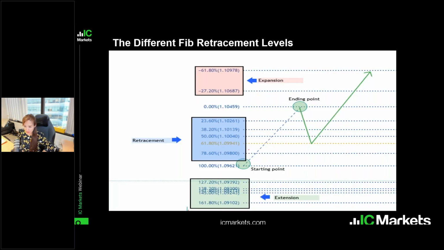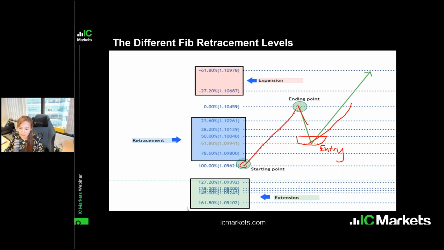This is taken from TradingView. Basically this is an uptrend, and this is my starting point here. When you draw Fibonacci retracement, you draw from the starting point and wait for the price to retrace. For example, here price retraces between 50 and 61.8%, and then you buy. This is your entry point here. Just a recap, your entry point.